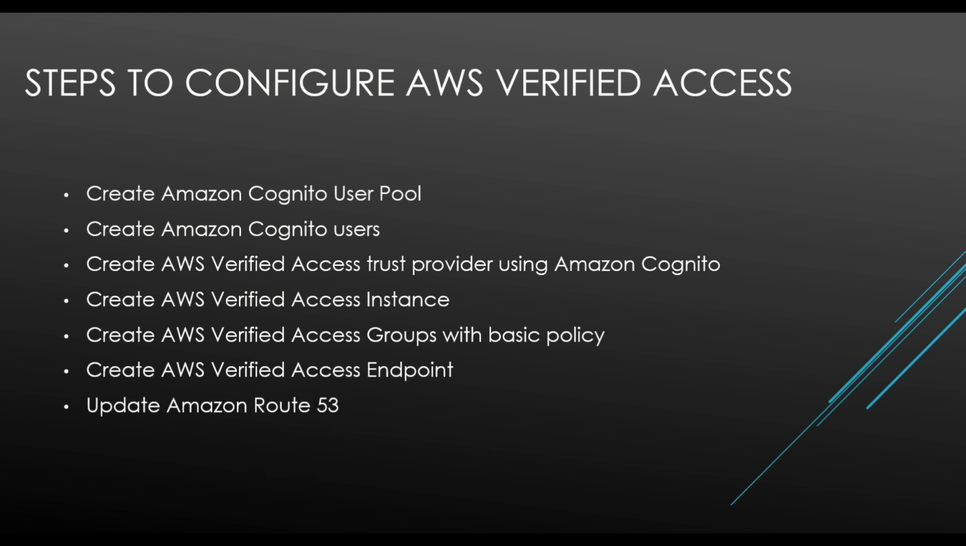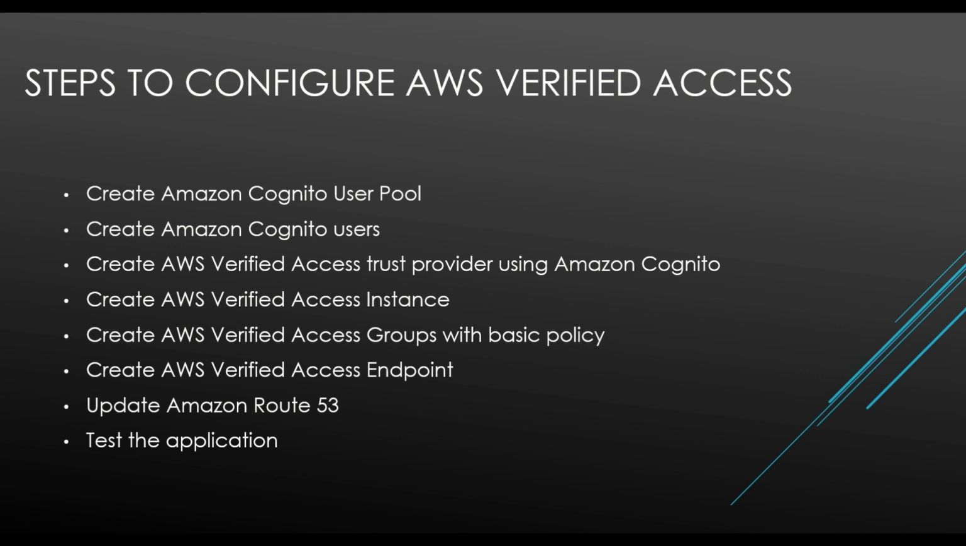Next, we need to update Amazon Route 53. In this step, we associate the verified access endpoint domain with the Amazon Route 53 hosted zone record for access through a well-known and easy to remember application domain name. We need to add a CNAME for this in the Amazon Route 53 hosted zone.